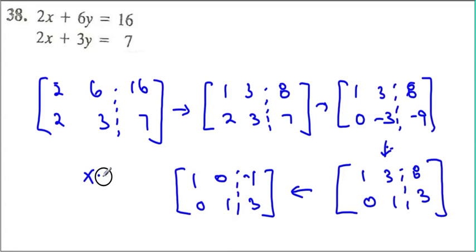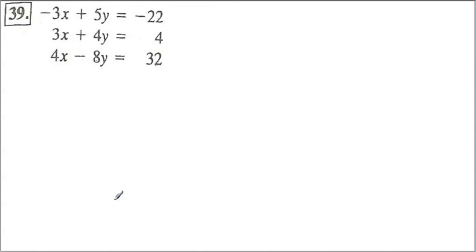This means x equals negative 1 while y equals 3. You see, when you plug in these two values in here, then you will realize that they will make sense. Number 39. Same idea here. Let's look at that.